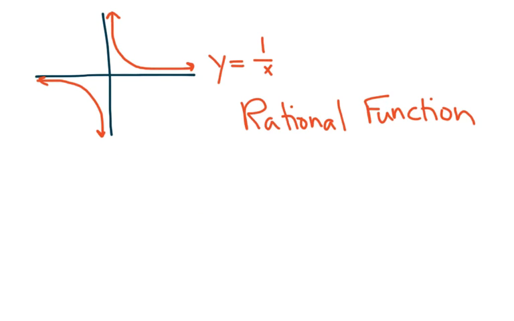At the very end of Algebra 2, we started talking about something called rational functions. Rational functions were one where the input, x, occurred in the denominator of a fraction. The parent function of the rational functions was y equals 1 over x, and it had two halves of a graph. They were called hyperbolas.